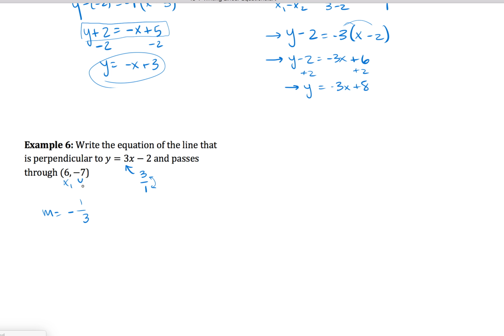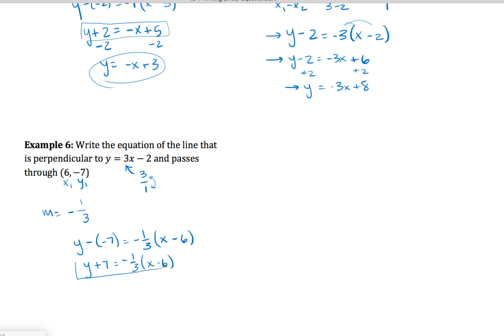And then we have our x1 and y1 right here. So we can write our equation pretty easily. We'll say y minus y1, so y minus negative 7, equals m, or negative 1/3, times x minus x1, which is 6. And then I do like to clean this up a little bit because this minus negative 7 doesn't look very aesthetically appealing. So I'll write y plus 7 equals negative 1/3 times x minus 6. And you know what? I'm just going to leave it like that this time. I'm not going to bother with distributing this negative 1/3 into the parentheses. I'm just going to leave it like it is.